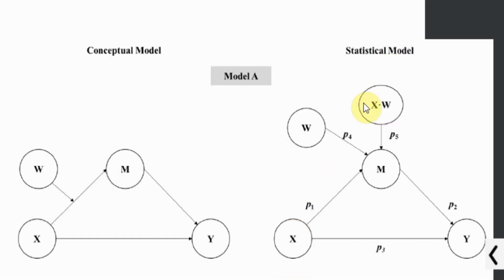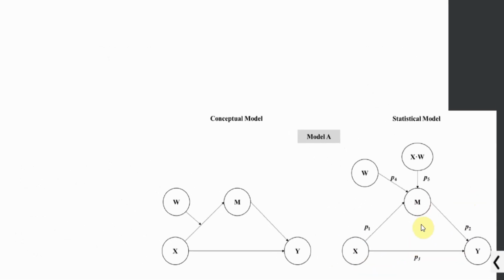And when you've got your statistical model, look at this. The interaction of X and W is referred to as path 5, P5. The impact of the moderator on the endogenous variable in the relationship is P4, X to mediator, predictor to mediator, is P1, mediator to DV is P2, and independent to dependent is P3.